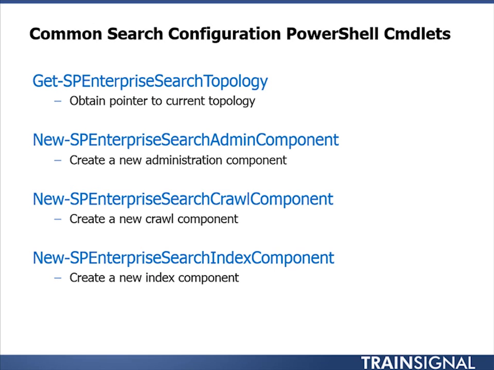Now, the nice part is that we do have a full suite of PowerShell commandlets that are available to us. So when we want to connect to our service application, we're just simply going to call Get-SPEnterpriseSearchTopology. When we want to create a brand new admin component, a brand new crawl component, or a brand new index component, what we're going to see is that we've got the appropriate commandlets for managing all of that as well. And if you want to go in and modify any of the values, if you want to go in and remove anything, you have commandlets for that as well.